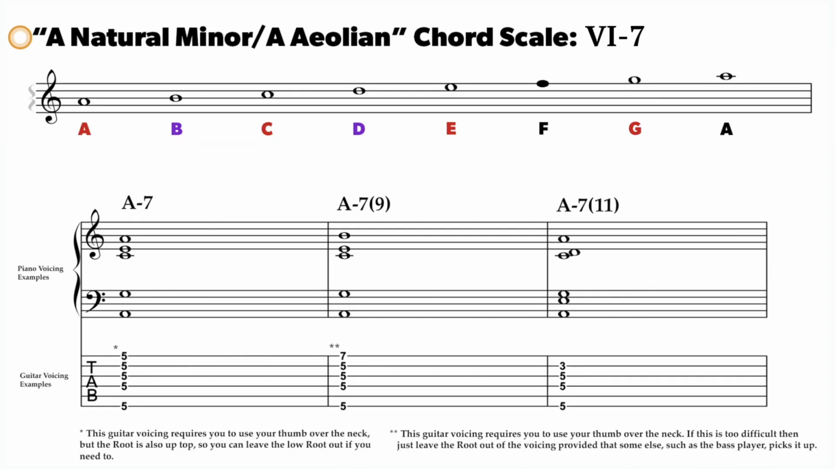A natural minor or A Aeolian chord scale is used on our 6 chord. The notes A, C, E, and G make up the A minor 7 chord, and B is a whole step above A, so that is an available tension. D is a whole step above C, so that is also an available tension. But the F is a half step above the 5th of the chord, so that is a harmonic avoid note. And just a reminder, harmonic avoid notes are just for the chords. You can still use that note melodically.